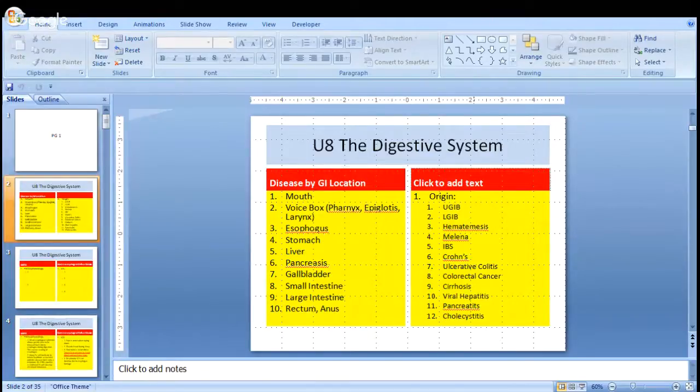Mm-hmm. Okay, next up, peptic ulcers. Yay, I'm so excited. Okay, that's the one with H. pylori. Yep. So peptic ulcers, by definition, what is the pathology going on with peptic ulcers? I know Sandra knows it. Sandra, what's the pathology of peptic ulcers?